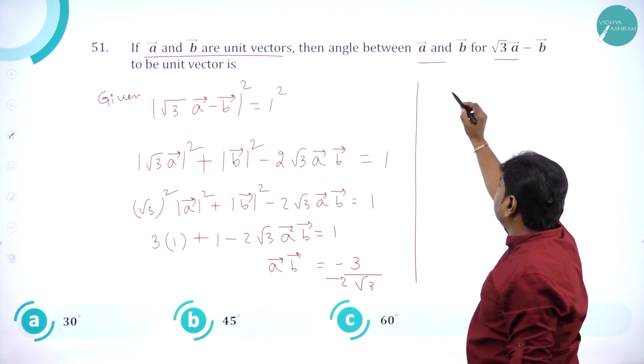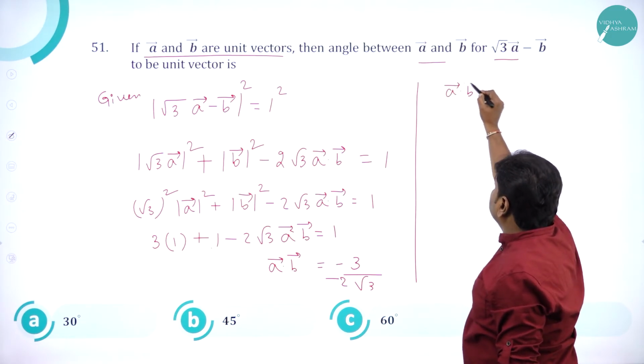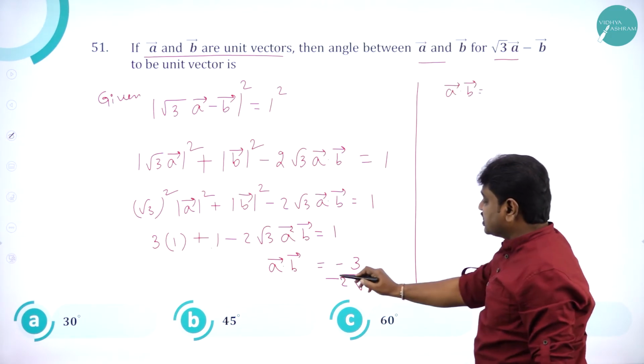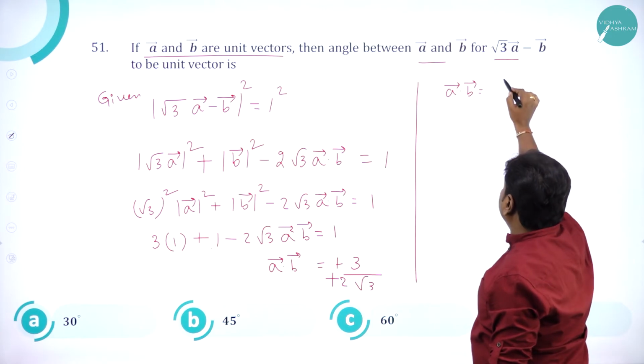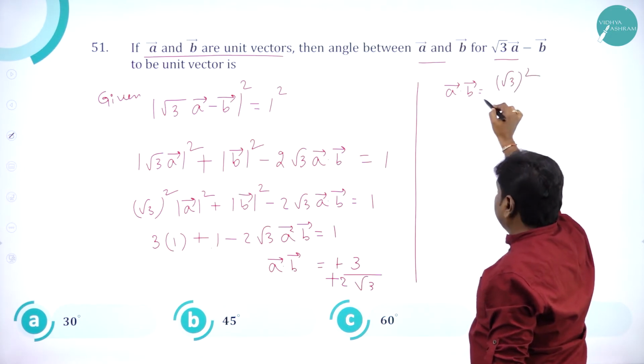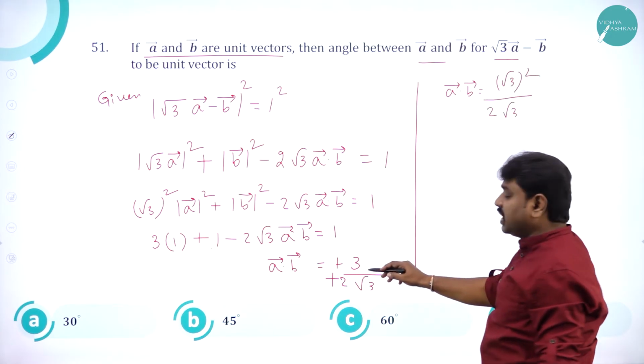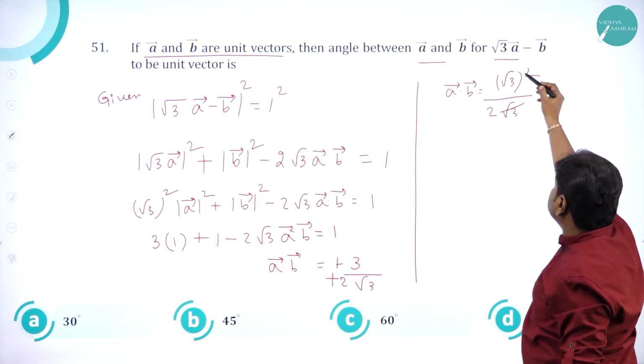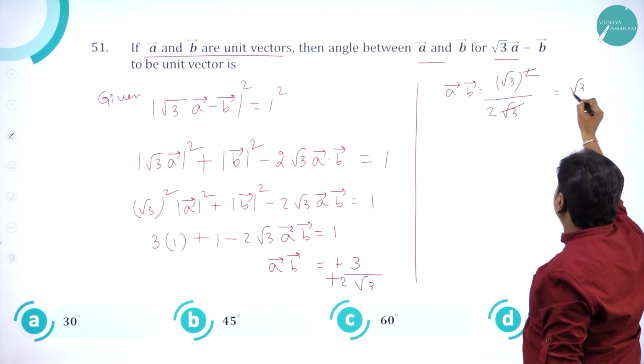What is A dot B? A dot B is equal to, minus minus cancels, it will become plus. Can I write the numerator as root 3 the whole square divided by 2 root 3? 3, I wrote it as root 3 square, so I can cancel this. I got A dot B as root 3 by 2.